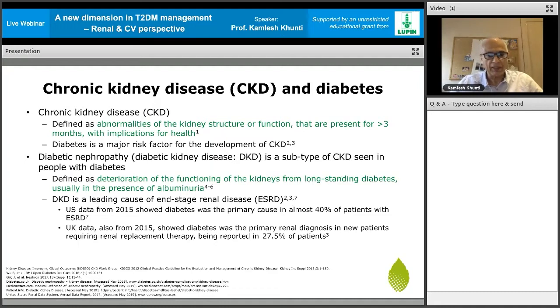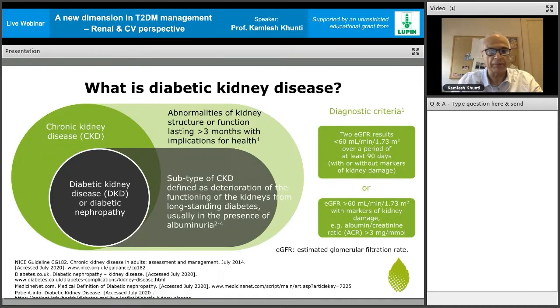Diabetic nephropathy, this is diabetic kidney disease, is a subtype of CKD seen in people with diabetes, and this is defined as deterioration of function of the kidneys from long-standing diabetes, usually, not always, in the presence of albuminuria. DKD is the leading cause of end-stage renal disease, and data from UK and US show that about 40 to 27% of people with diabetes who have DKD, end-stage renal disease is due to diabetes.